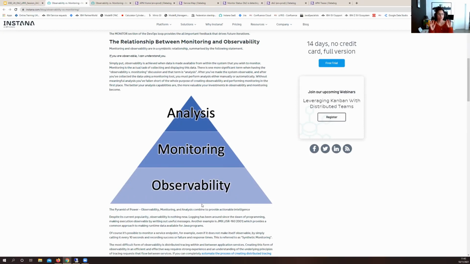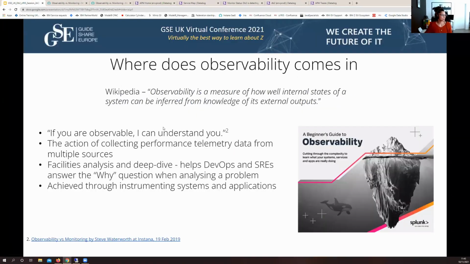Observability is the action of collecting outputs from a system. Monitoring is the process of processing that data and making it visual, understandable, turning it into information. And analysis is actually being able to ask questions. So we know what the state of a system is through monitoring, and analysis will give us the why is it that way. Jump back to the slides.